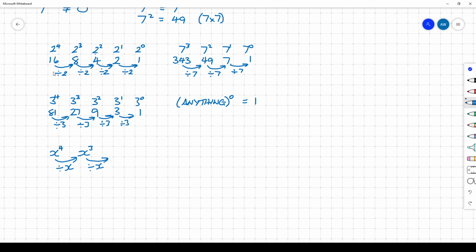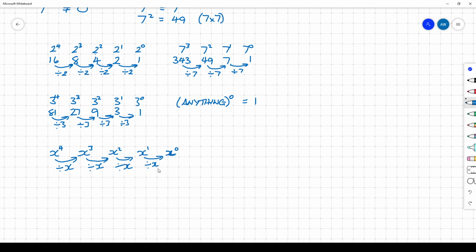When we had the base of 2, we divided by 2 every time we went down 1 power. Base of 7, divide by 7. Base of 3, divide by 3. Base of x, divide by x, to get to the next power down, which is x squared. And if we divide that by x, we get x to the power 1. And if we divide that by x, we're going to get our x to the 0.